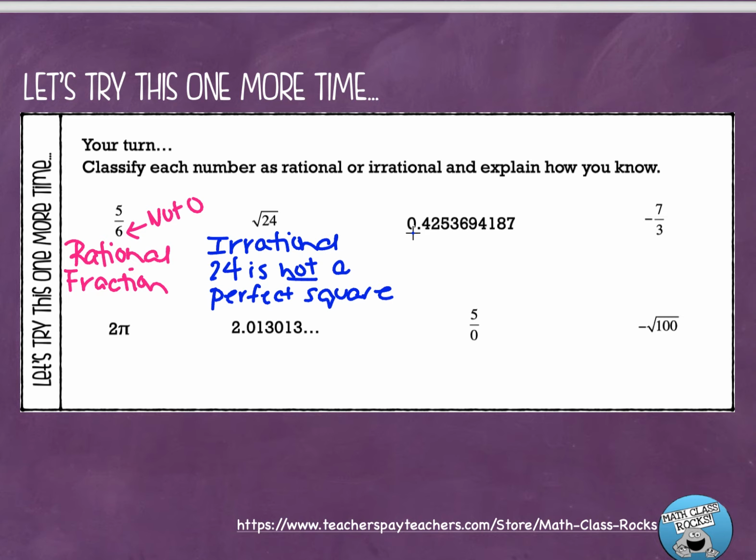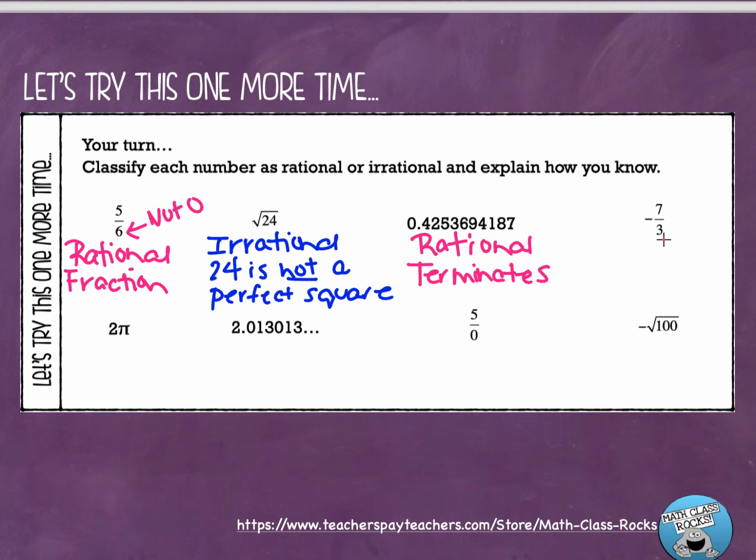All right, this next one, it's 0.4253694187. Now, you might look at that number and you might think to yourself, this has no repeating pattern, so it's irrational. But here's the thing. In order for a number to be irrational, it has to be a non-terminating decimal, right? It's got to be a decimal that doesn't end. Well, there's no dot, dot, dot on the end here. So that means that this decimal is ending right here at the 7. So this is actually a rational number. And some people get confused with this one. This is rational, and the reason it's rational is because it's a terminating decimal. I'm going to say terminates. Okay, that means that it ends.